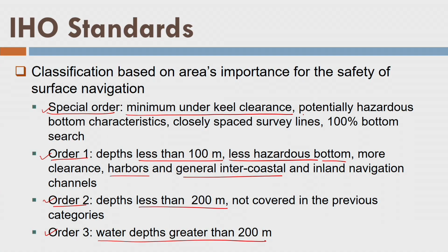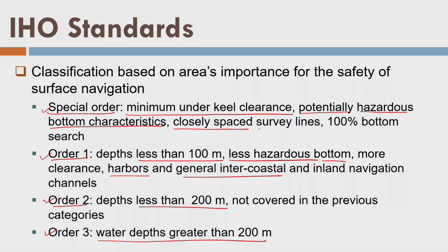And hence here we say that we are looking for potentially hazardous bottom characteristics, whether there are shoals, whether there is some underwater permanent body at a given point or any other obstructions there. We should look for those things, and that is why we should have closely spaced survey lines, or we say that whatever we do, we should cover 100% bottom search, and that is called the special order survey. I hope you got the idea now why we need a special order survey, order 1 survey, order 2 survey and order 3 survey for hydrographic survey practices. And these are the specifications of the International Hydrographic Organization.